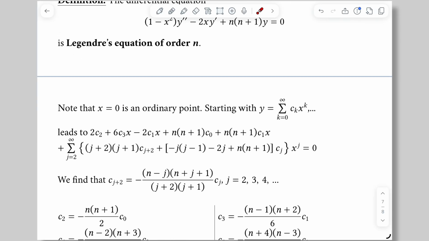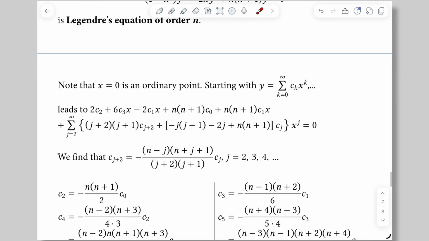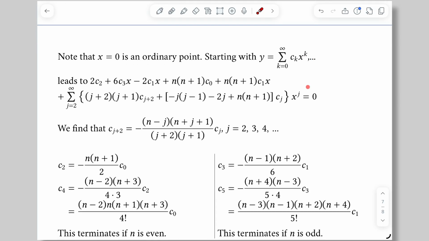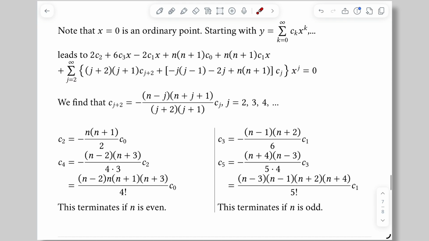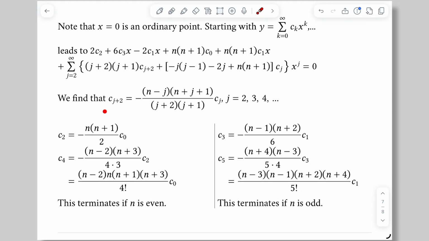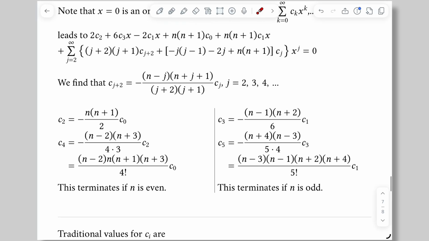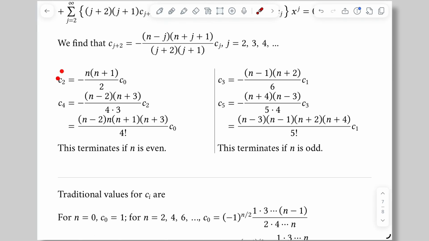So starting with our basic form, y equals the sum as k goes from 0 to infinity, c sub k x to the k, and differentiating a couple of times, getting common exponents, and making indices match, we end up with a recurrence relation. C sub j plus 2 is equal to negative n minus j times n plus j plus 1, all divided by j plus 2 times j plus 1, c sub j, where j takes on values 2, 3, 4, etc. And writing down a few of these coefficients, I just wrote c2, c4, c3, and c5.